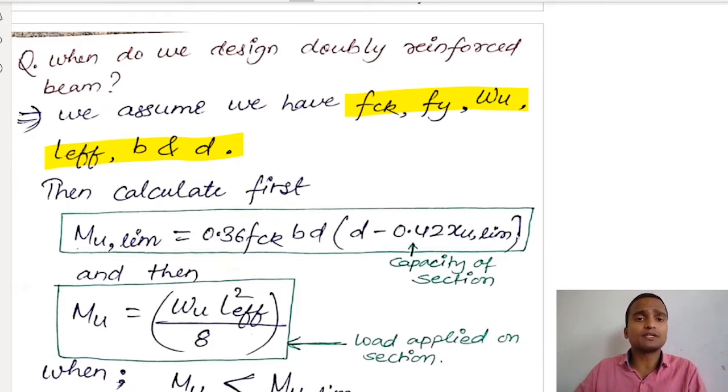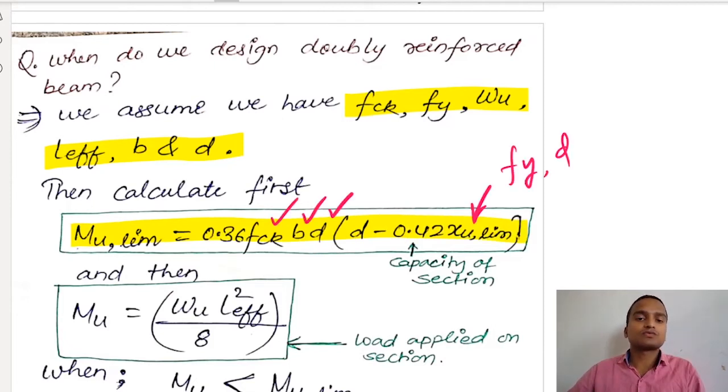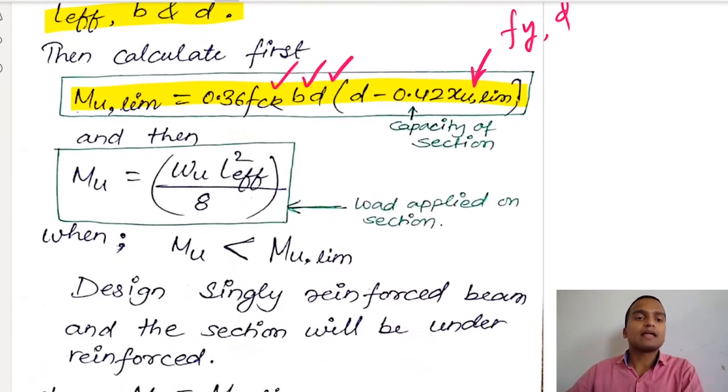And how do we calculate it? I have told you this formula many a time, and I think you have all the values. By this we calculate the capacity of our cross section, and then we can also very easily calculate the applied moment due to the external load on the beam. This is WU factored load multiplied by L effective square by 8. So we have to compare these two moments.